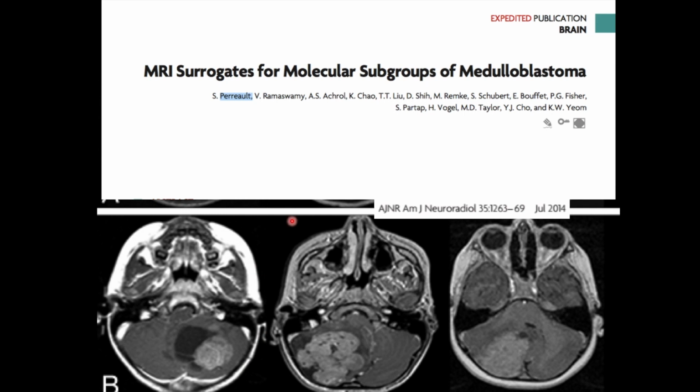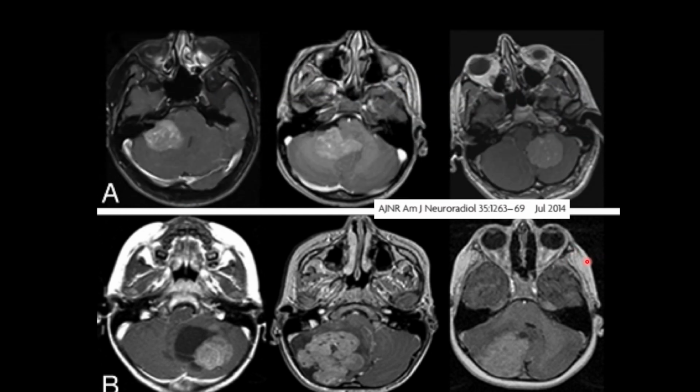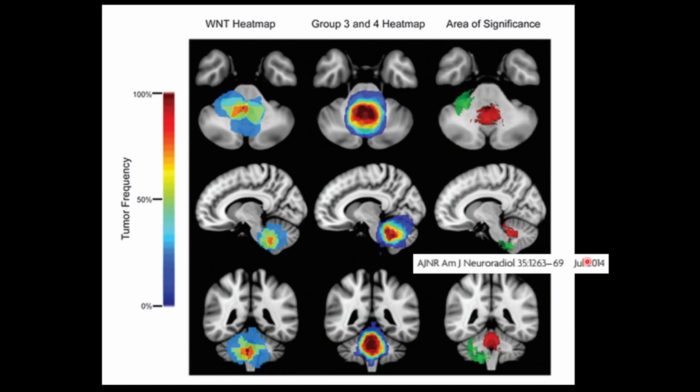In 2014, Dr. Perreault and colleagues showed in this AJNR article that based on location, we can differentiate between these molecular subtypes. For example, the Wnt subtype goes more towards the lateral recess of the fourth ventricle or the cerebellopontine angle, and the sonic hedgehog towards the hemisphere of the cerebellum. This can be predicted based on location heat maps as shown in their paper. In order to understand why this happens, we need to go a little deeper into the embryology.